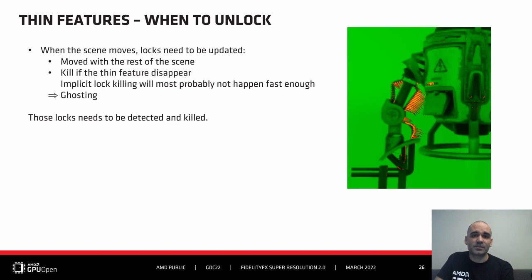When the scene moves, or when there is a shading change, the locks might not be valid anymore and must be killed. Implicitly killing locks through decay, as we proposed before, will most probably not be fast enough, and this will create some ghosting effects. That's what you can see on the picture on the right, with the red dots being trailing locks that are still there while they should be killed because the context has changed through the disocclusion. The arm is moving and it's revealing something else that should not be locked anymore. So we need to detect and kill those.